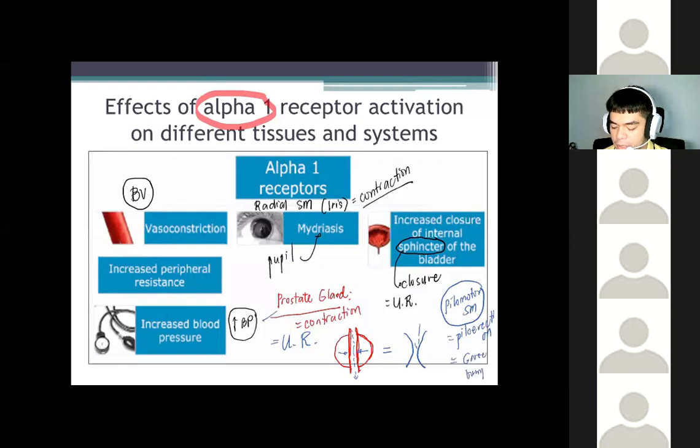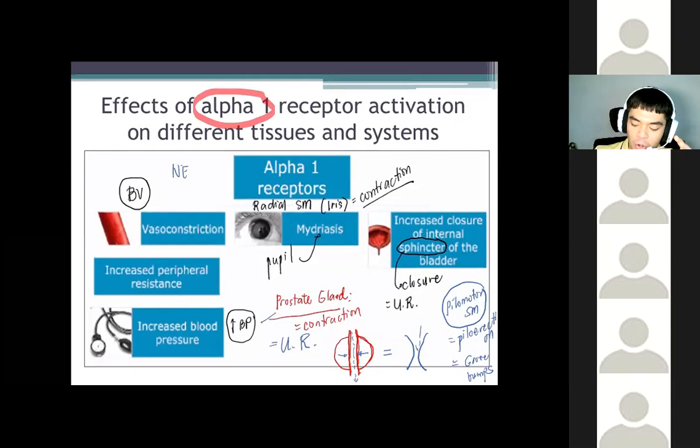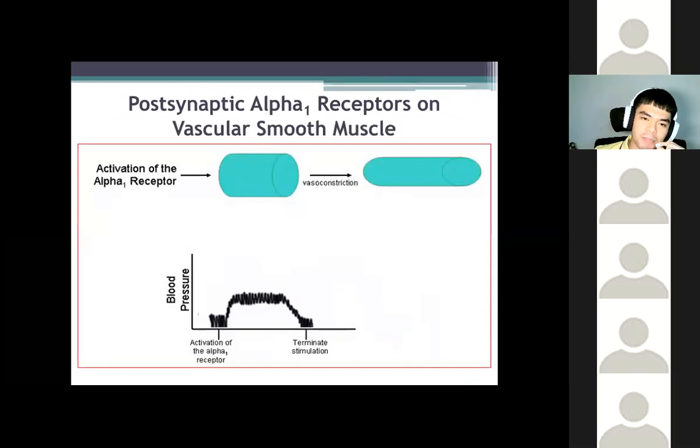Alpha-1 mediated din siya, or pangingilabot. So these are the effects of alpha-1 receptor activation pag na-activate. Pag nag-bind ang norepinephrine, for example, sa alpha-1, ito yung mangyayari sa mga effectors. Vasoconstriction, mydriasis, urinary retention, and goosebumps. Naintindihan po ba? Yes po. Okay.